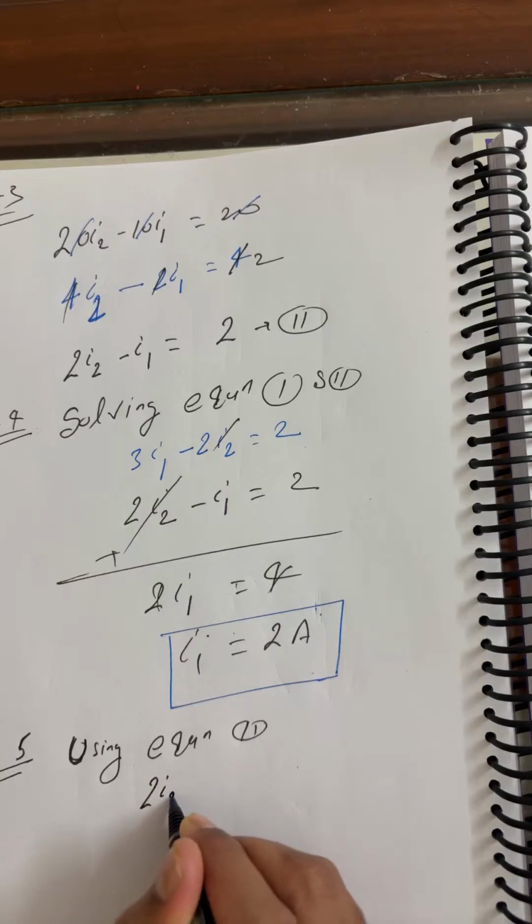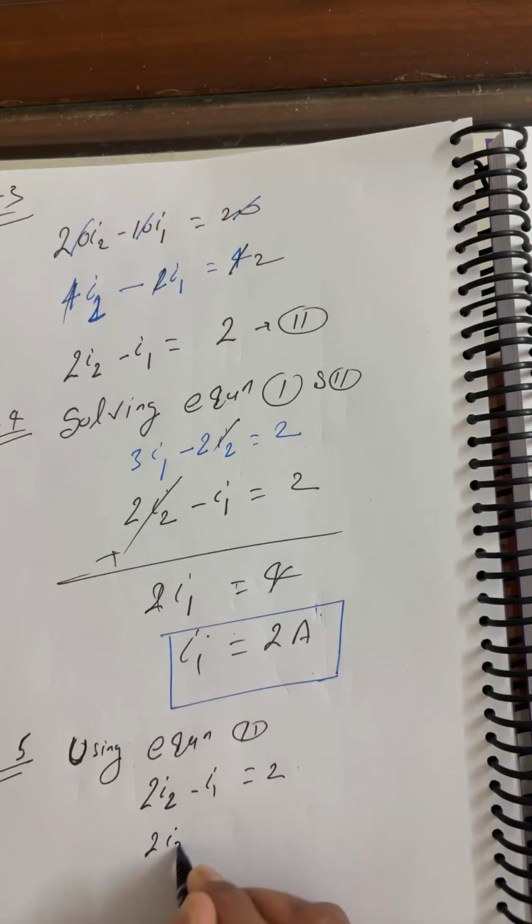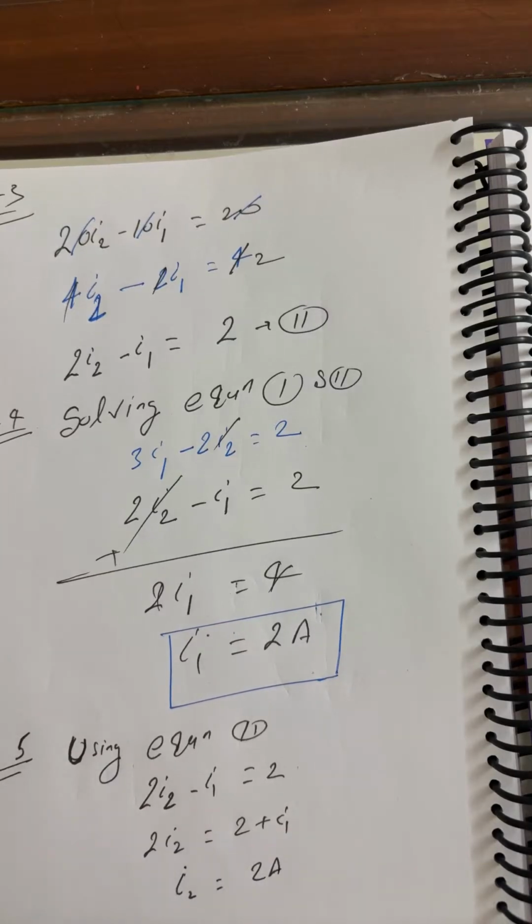Okay, 2 I2 minus I1 is equal to 2. So 2 I2 is equal to 2 plus I1, and that is 2 plus 2, which is 4. So I2 you will get, that is also 2 ampere. I1 is 2 ampere and I2 also is 2 ampere, right? Now I can say that KVL from A to B we can apply once.